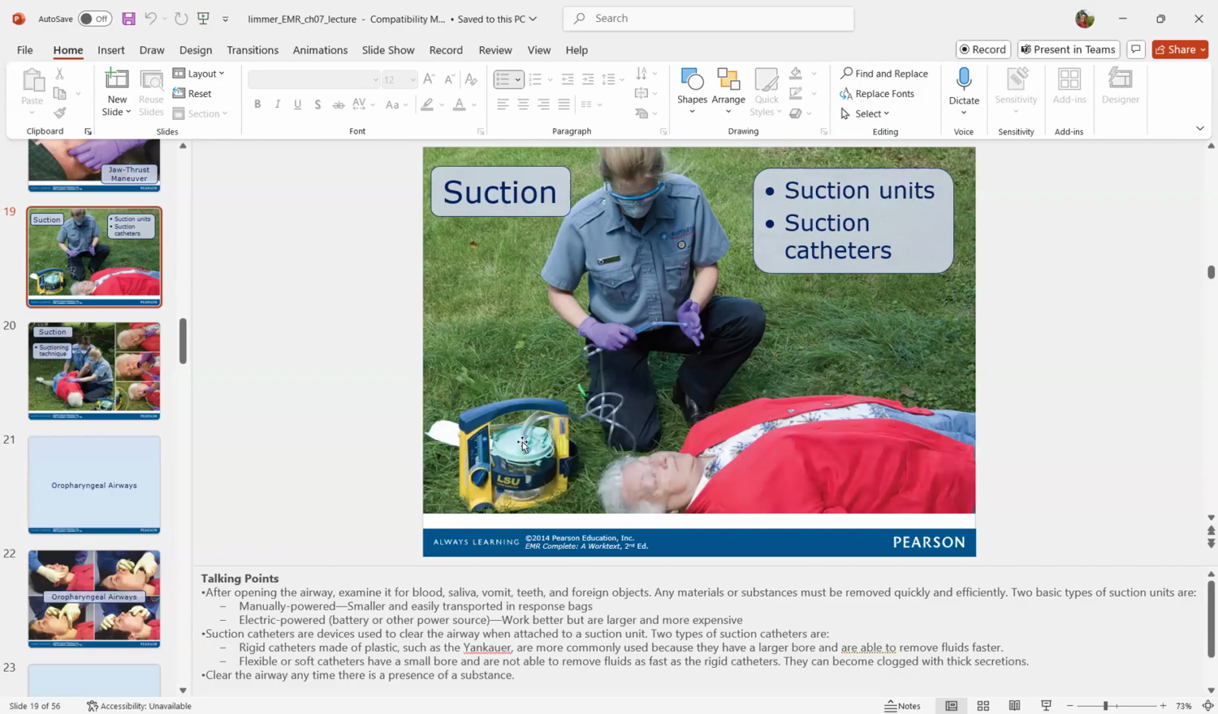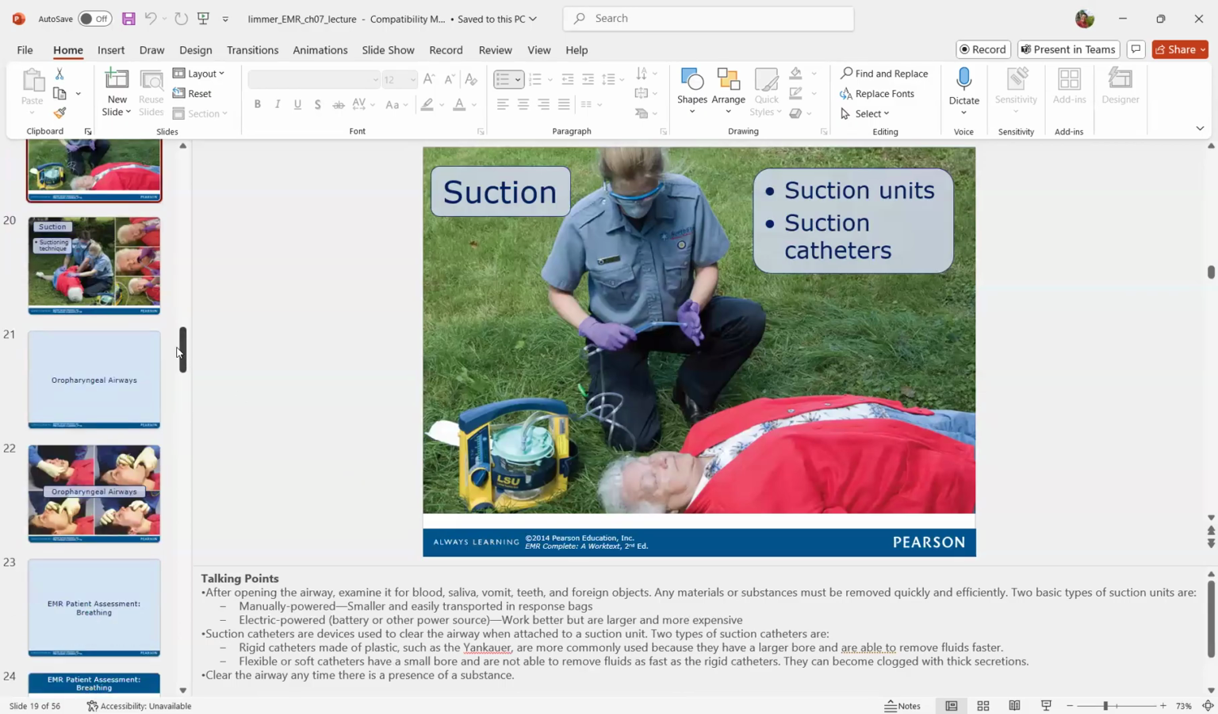Sometimes people carry the flexible or soft catheters as well. Those are usually more small bore, and they clog kind of quickly. A lot of times you'll want to have some saline with this so you can clear out your suction unit if you're using some of these powered ones. But anytime the airway has a substance in it, we need to clear the airway out, depending on what kind of suction unit you have.